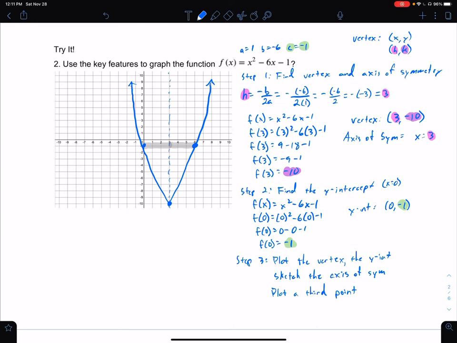So start with your vertex using the h equals negative b over 2a formula. Once you have h, it gets plugged in so that you can find k. That gives you your vertex and axis of symmetry. Your y-intercept, although here I did it algebraically, it's going to be your c value, and then plot your vertex and the y-intercept, and use the axis of symmetry to help you mirror that third point. And there you go.